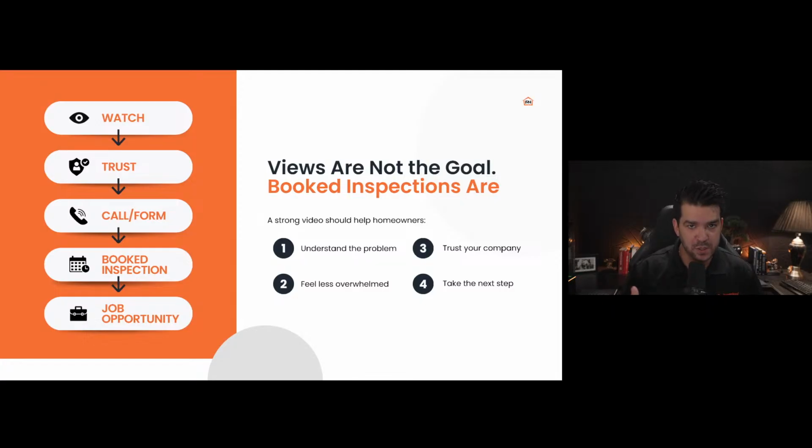Proof helps book the inspection. Follow-up helps book that inspection. Video supports all of these things. That's why we don't want to just do some kind of random video. We want the video with a job.